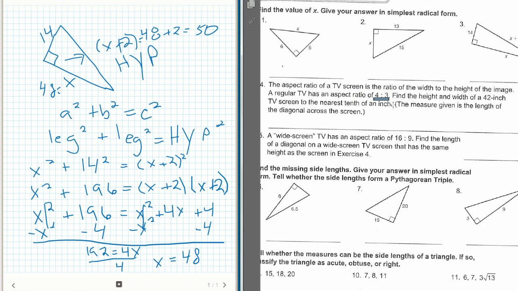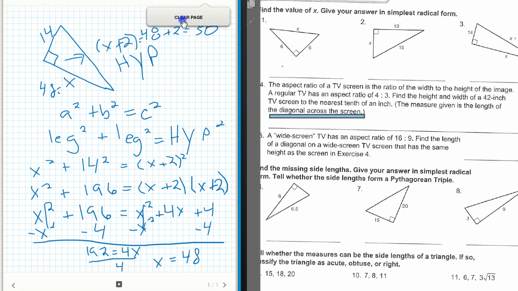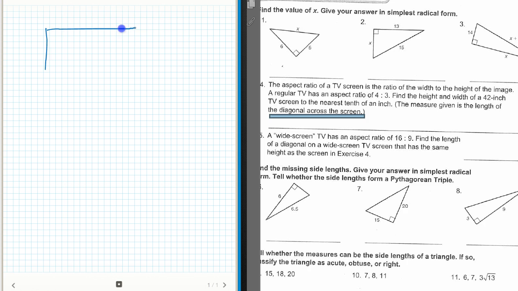Taking a look at this word problem, we've got the aspect ratio of 4 to 3. And a thing to remember, if you don't know this, the measure of the length of a TV is diagonal across the screen. So let's draw a picture. Here is my nice big widescreen TV. 3x on one side and 4x on the other. That's my 3 to 4 ratio.